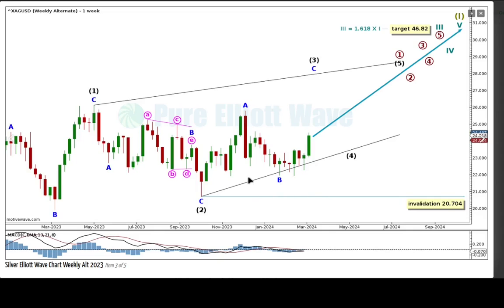If minor wave B does continue any lower, it cannot move below the start of minor wave A at 20.704. And overall, cycle wave 3 pulls price higher with a target calculated at 46.82, the 1.618 Fibonacci ratio of cycle wave 1.